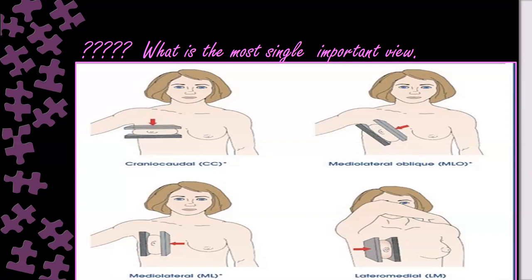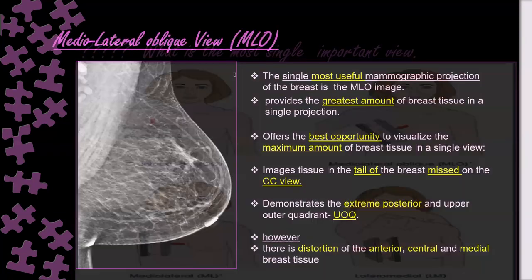Yes, you are right. Mediolateral oblique. Why? Because most of the breast tissue is included and the axillary part or axillary tail is also included. Excellent.